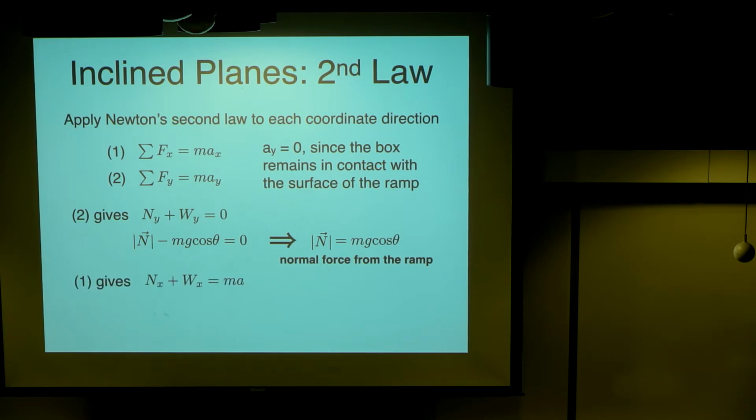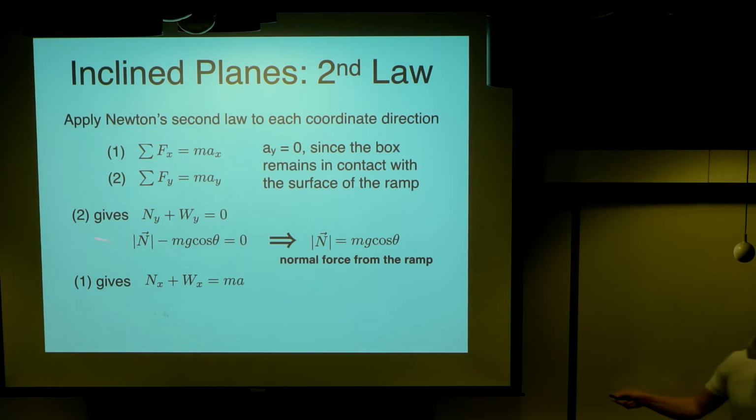All right. If we look at equation number 1, let's take a look at how this works. So equation number 1 says we have the net force in the x direction. So we're going to add up the x components, nx and wx, and that's going to give us m times ax, right? Now remember, the acceleration in the x direction is not 0, so I'm just going to call that a, and we'll not necessarily try to guess what its value is. We'll leave it as an unknown.